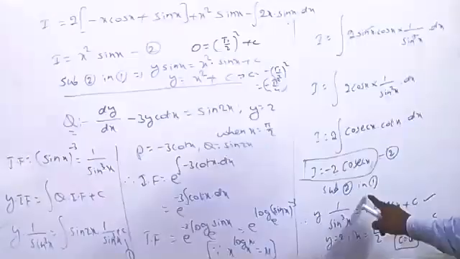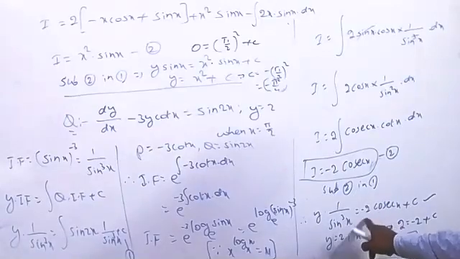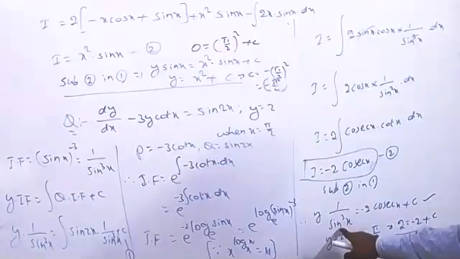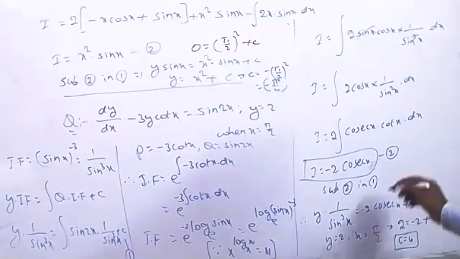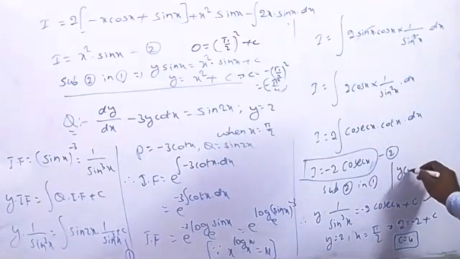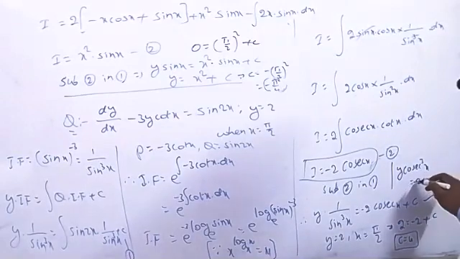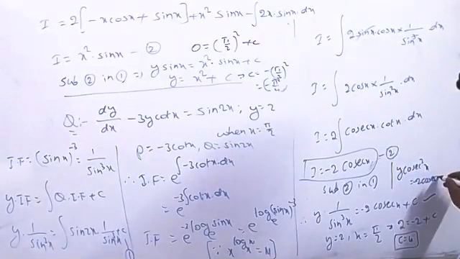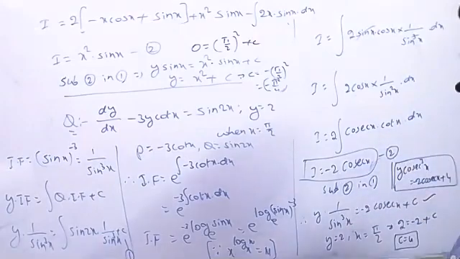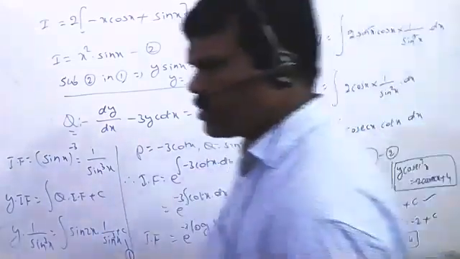Now the c value, you can substitute again in the same equation. So y into 1 by sine cube, clearly you can now write cosecant cube. Y into cosecant cube x is equal to minus 2 minus 2 cosecant x plus 4. This is the required particular solution of the given differential equation.